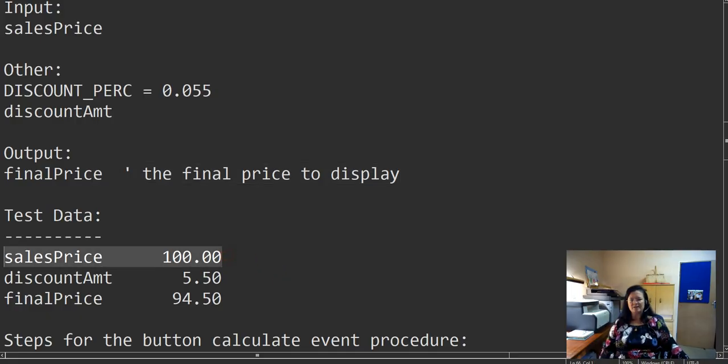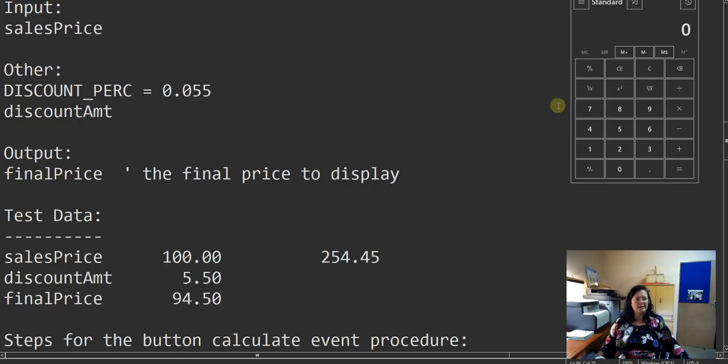So if my sales price were 100, then the discount amount, remember the discount percentage stays as it always is, I don't need to repeat it, would be 5.5, and the final price would be 94.50. So for the second set of values, we can go with something a little bit more complex.